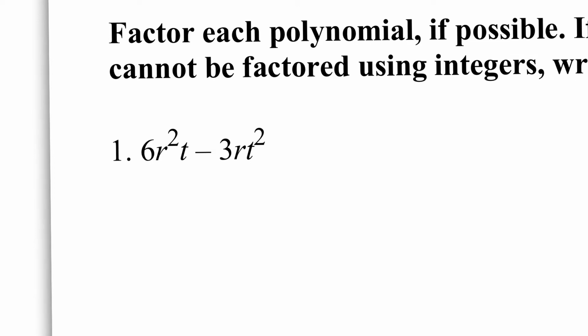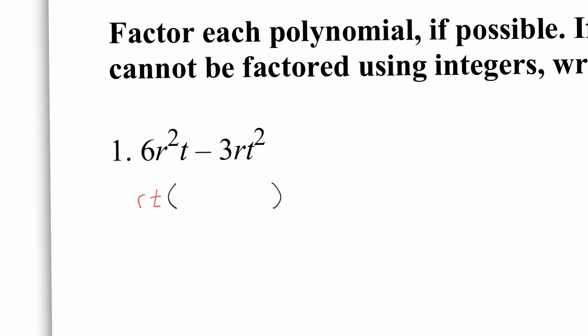The first thing you need to look for is if the terms in that polynomial have a common factor, and we want to factor out the greatest common factor. I noticed that both terms have the same variables, r and t. When you look at the coefficients, 6 and 3, the greatest common factor is 3. So when you factor out, I'm going to use a parenthesis like this. I'm going to factor out the variables, the r and the t. That's what they have in common.